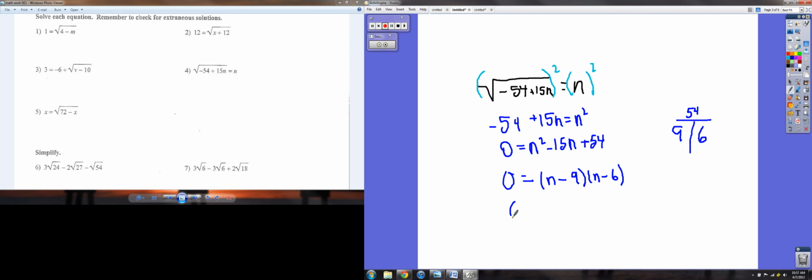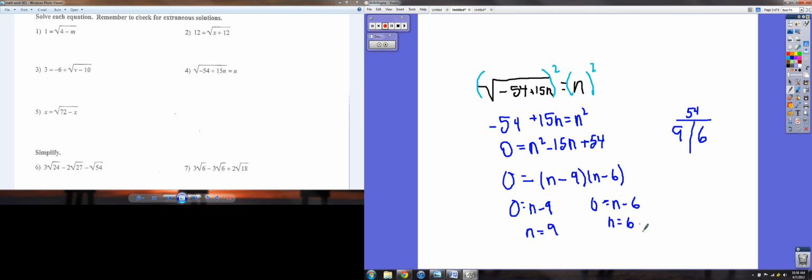Okay, after that, you're just going to solve. So you're going to set each of them equal to 0. So 0 is equal to n minus 9, and 0 is equal to n minus 6. Some students don't have to show this step because they can clearly see that if you set them both equal to 0, you're going to just get the opposite of whatever's inside the parentheses. So n right here is equal to 9, and n right here is equal to 6.